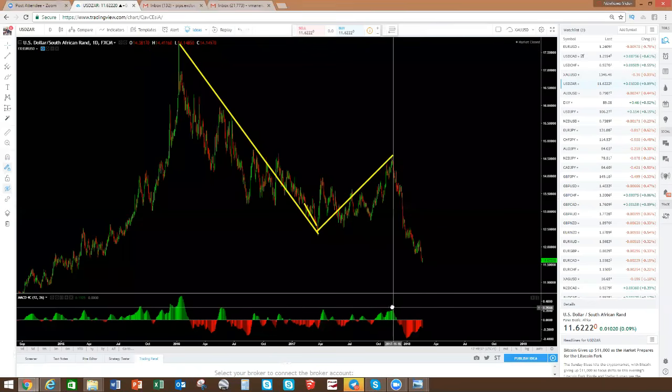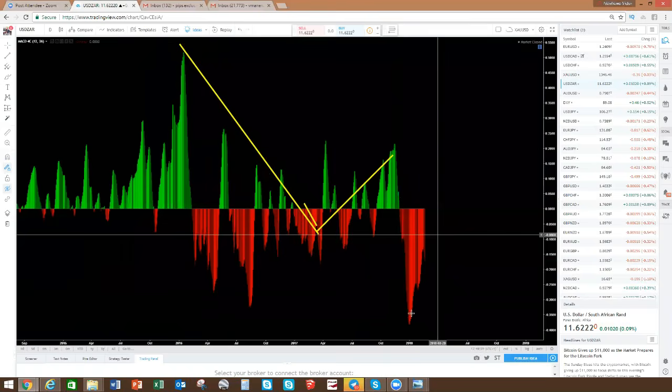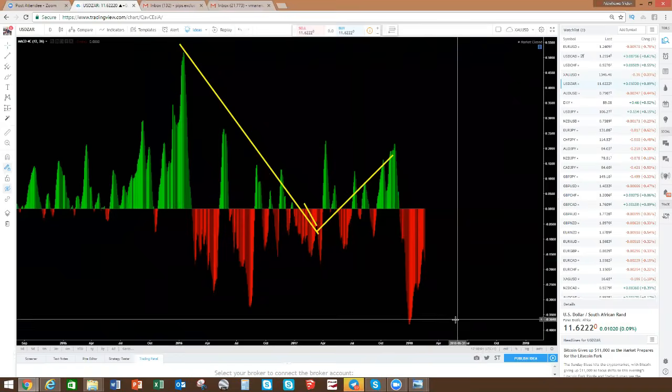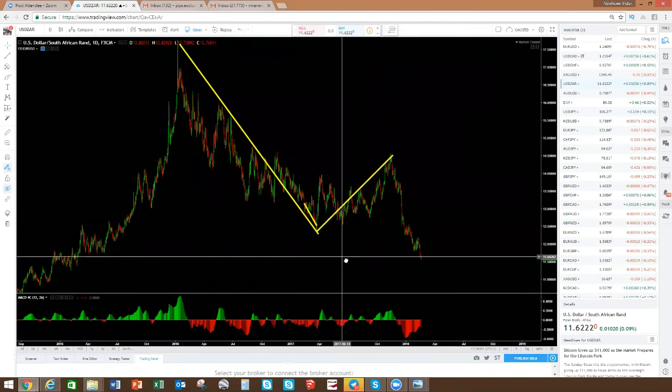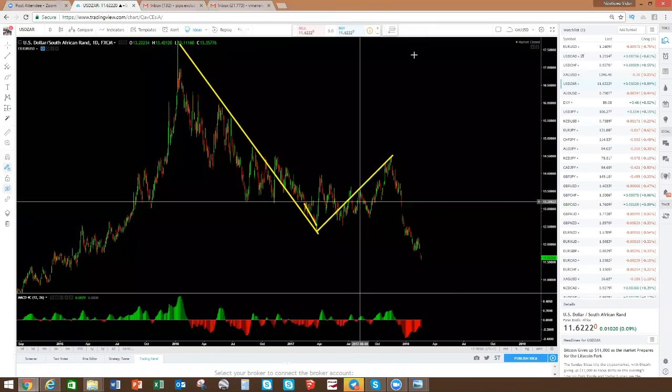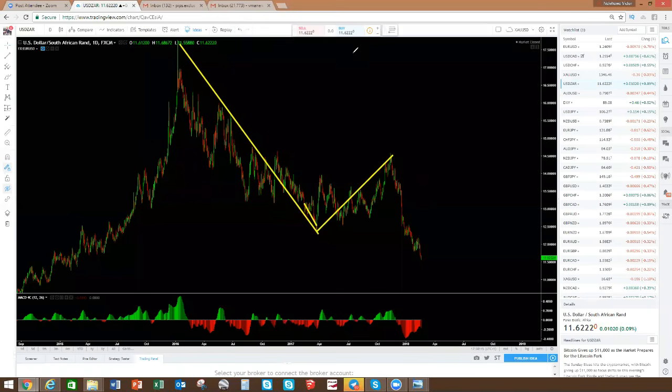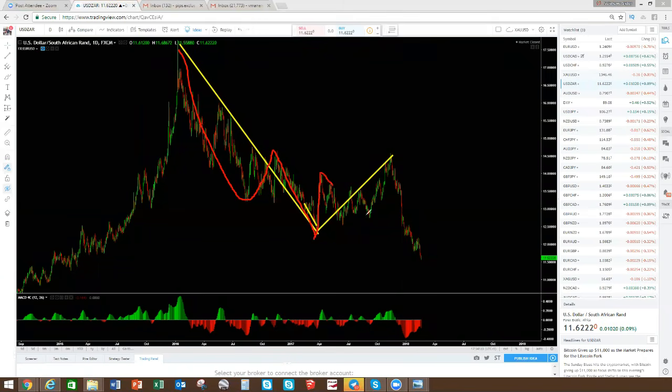Let me take off the MACD for now. Okay, it doesn't want to go. All right, so there are a number of possibilities here, not many, just 2 alternatives. If that is your move down, inside here you've got a 3-wave move, which is something like this, 1, 2, 3. Here you've got 1, 2, 3. Similarly here you're going to expect a 1, 2, 3.